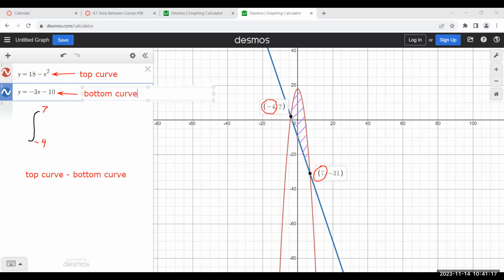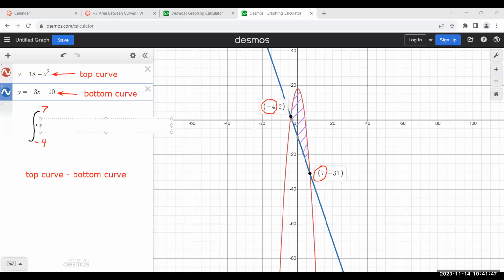So top curve minus bottom curve. Use Desmos to determine these numbers, the limits of integration, the -4 and the 7, like where the region begins and where it ends. And you can also use Desmos to determine what your top curve is, like just a quick picture. You can see what curve's on top, which one's on the bottom. And then setting up your definite integral is pretty fast after that.